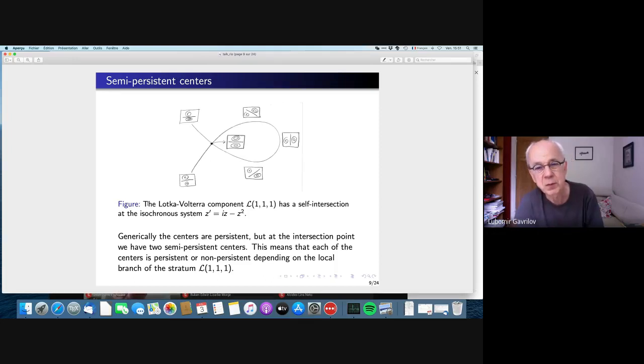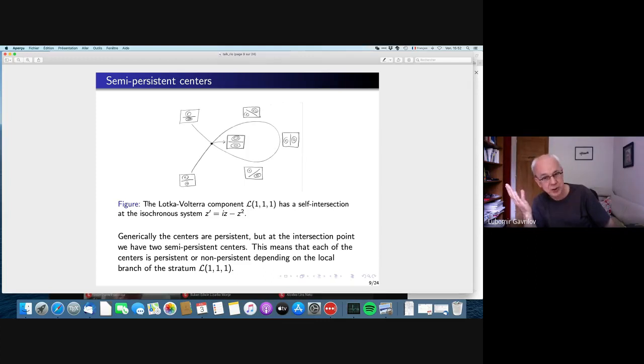And one may ask, okay, how do you call these two centers, persistent or not persistent? It seems that in the definition of Linz-Neto, he did not consider such a possibility, because each of these centers is either persistent or non-persistent. It depends on the direction of the deformation along the irreducible component. So you can speak about semi-persistent centers, which are related to the self-intersection. But it seems that, in any case, this phenomenon is new. It was not observed before. It is strange a little bit because the system is so classical.